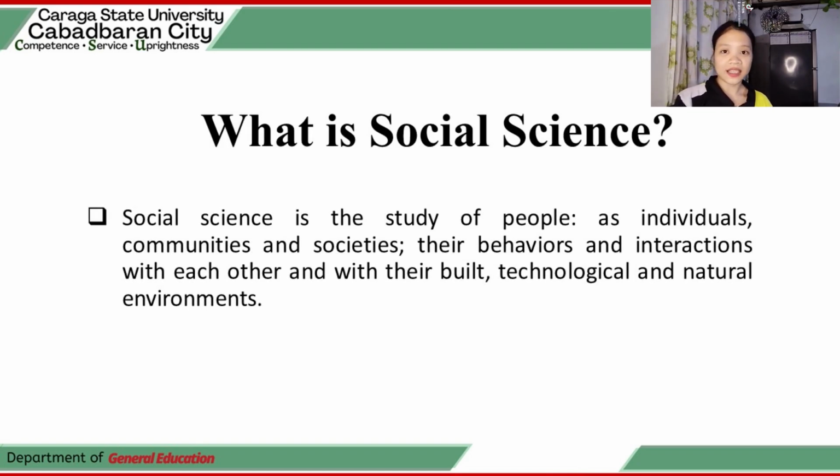Social science is the study of people as individuals, communities, and societies, their behaviors and interactions with each other, and their built, technological, and natural environments. It has generally been regarded as the category of science that accommodates solely the disciplines which study man in relation to his social environment for the purpose of formulating laws, generalizations, and more importantly, to make predictions on the future actions of man.